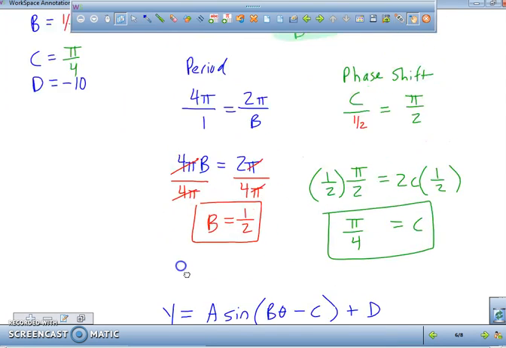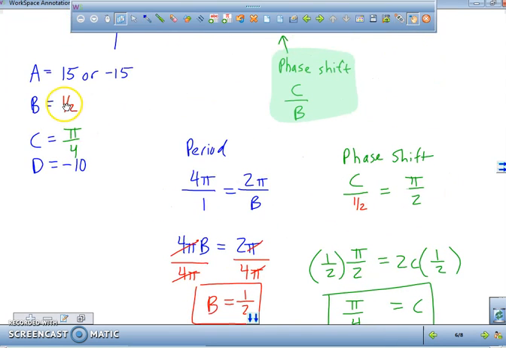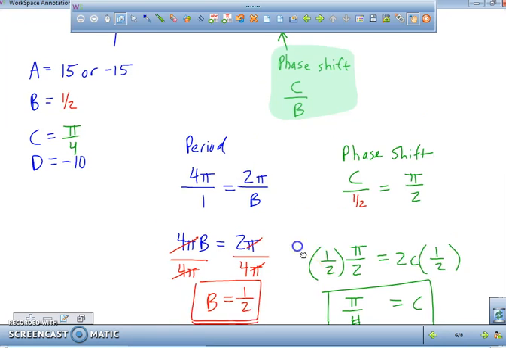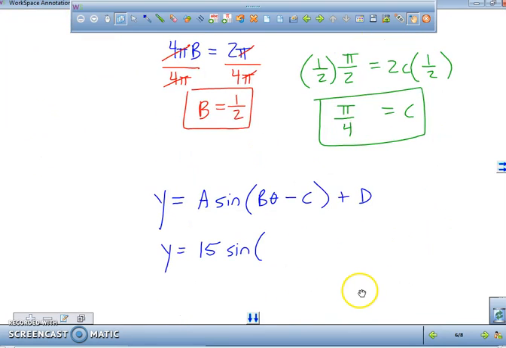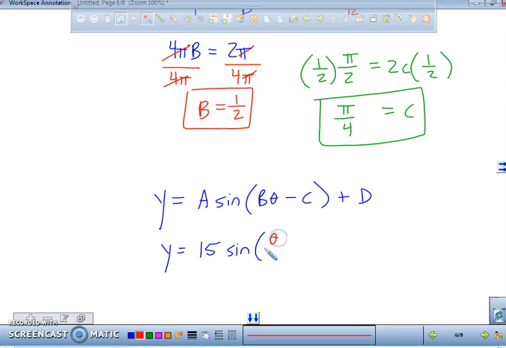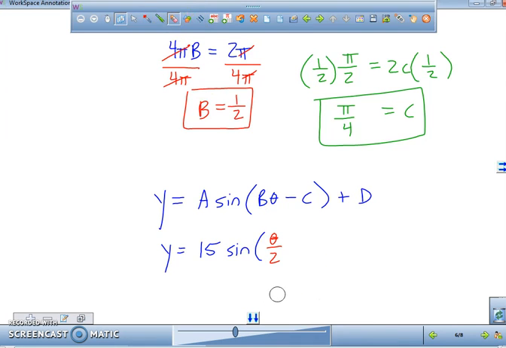And the B value is what? A half. What's a half times a theta? Half a theta, right? But you could also write theta over 2. So you could write theta over 2, which is the same as a half of theta. They make the same thing. So we're just going to put theta over 2.